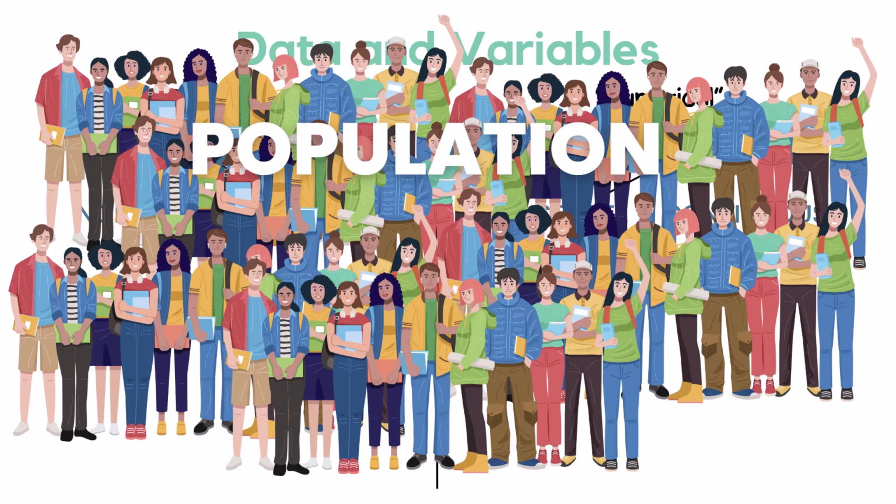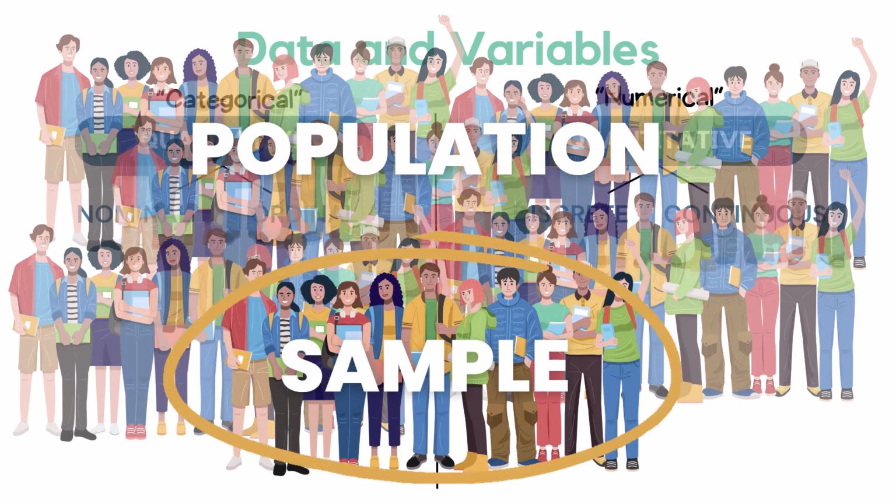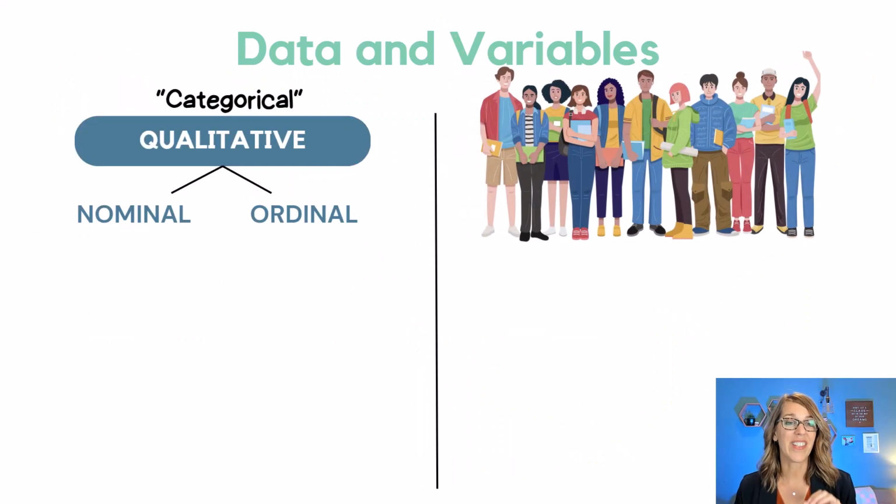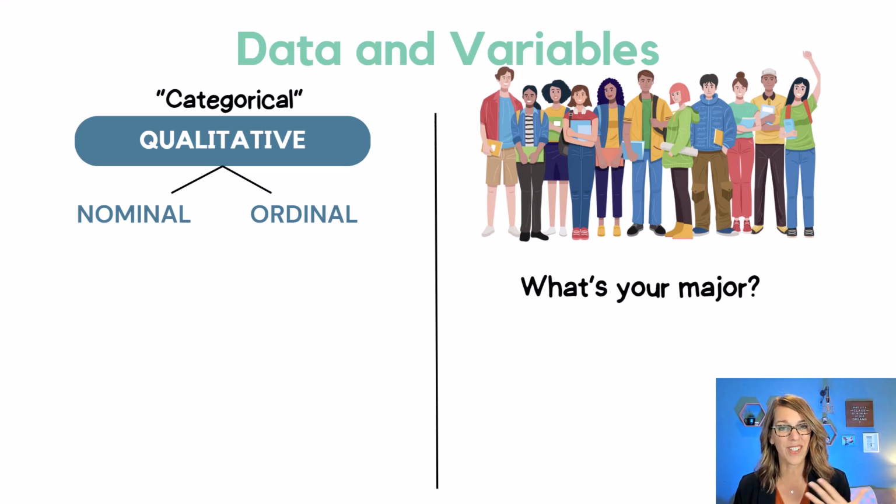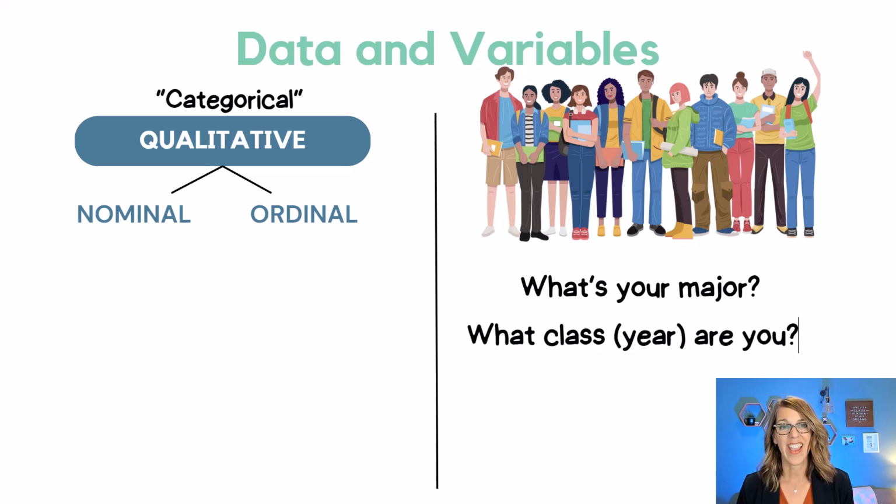Now, we could have asked the entire student body these questions. That entire student body would be our population, but instead we're going to work on a smaller group, and that is our sample. Let's dive in with some qualitative variables with these 2 questions. The first one is, what is your major? And the second one is, what class are you in?